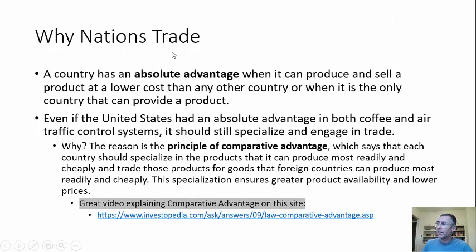All right, why nations trade? So here, for those of you who took econ, maybe you remember this from your econ class. A country that has an absolute advantage is a country that can produce and sell a product at lower cost than any other country, or when it's the only country that can provide a product.